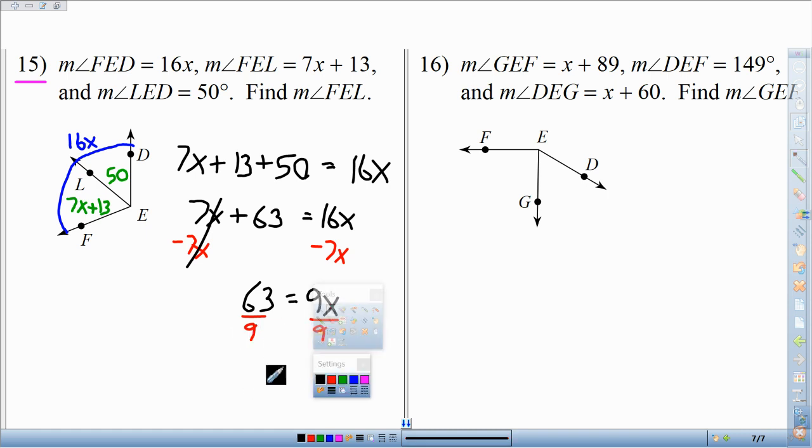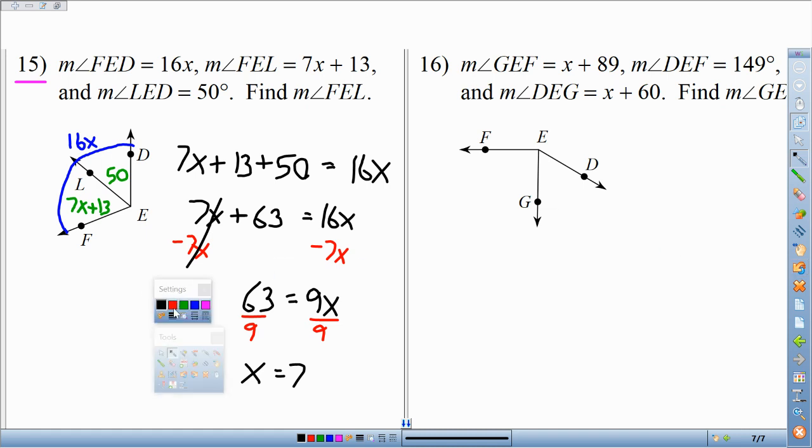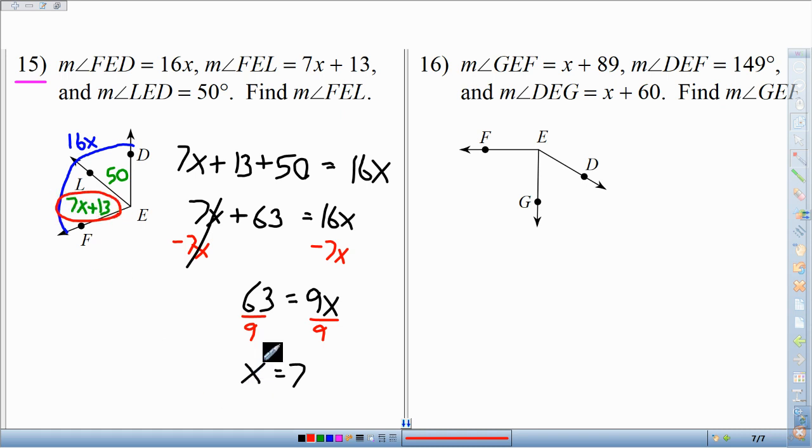Again, I'm going to flip it around. Here's what you might be tempted to do: put a box around it and call it a day. These problems don't just want x. They want you to plug it back in and find the measure of an angle. So measure of angle FEL is what we're asked to find. Let's see which one that is. FEL is asking us to plug into this one right here. Off to the side, you don't have to necessarily draw a line, but I like to.